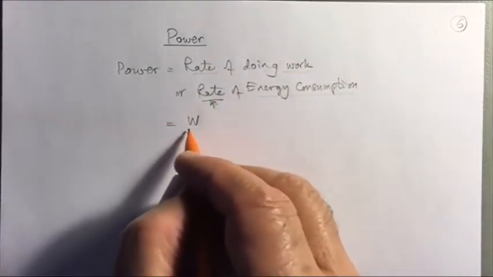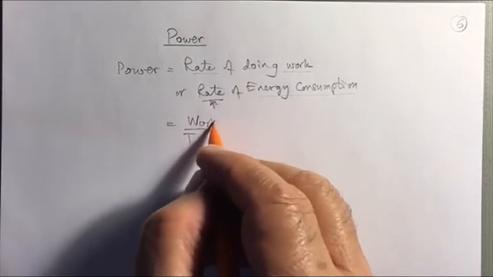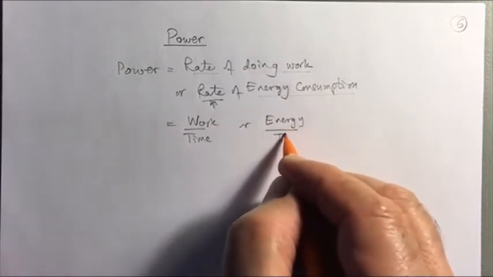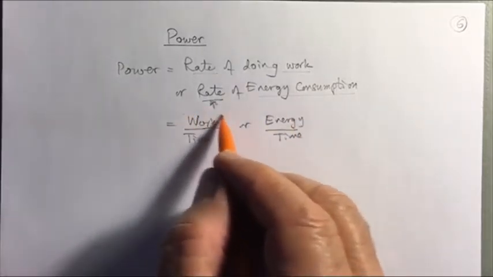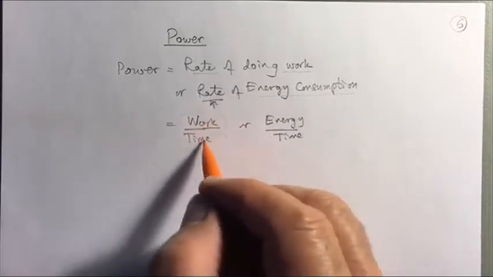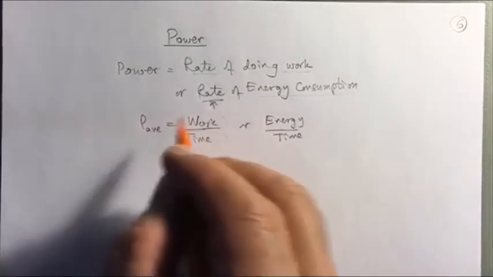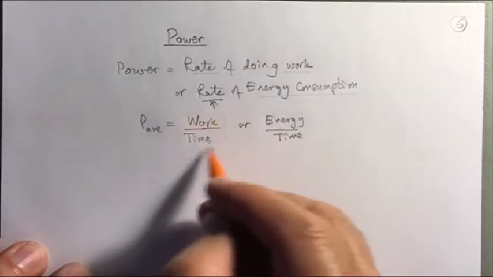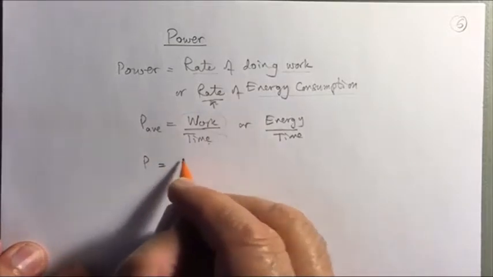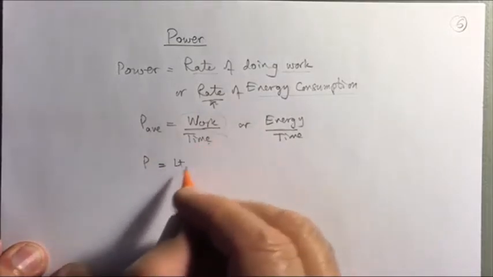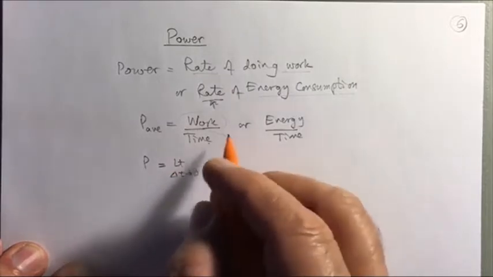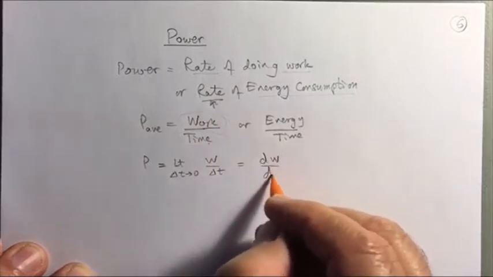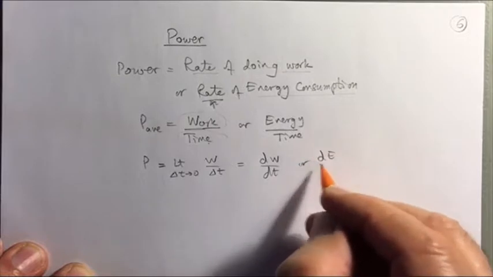So it's work over time, or energy over time. So you do so much total work in so much total time. This ratio becomes the average power during this time. Now, this would be the average power. So if you want the instantaneous power, that would be in the limit when the T or delta T tends to 0 of the work over delta T. That would become dW over dt, or dE by dt.